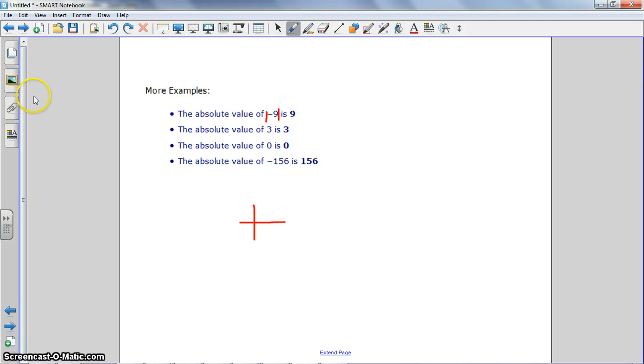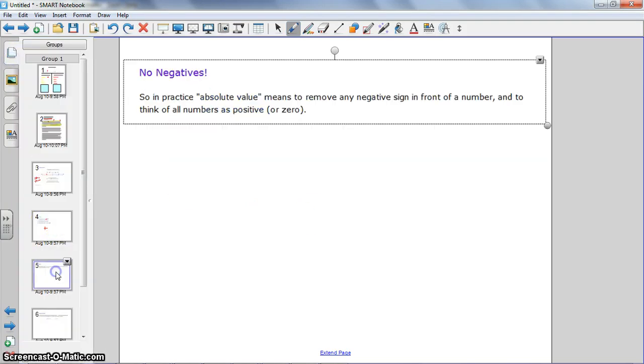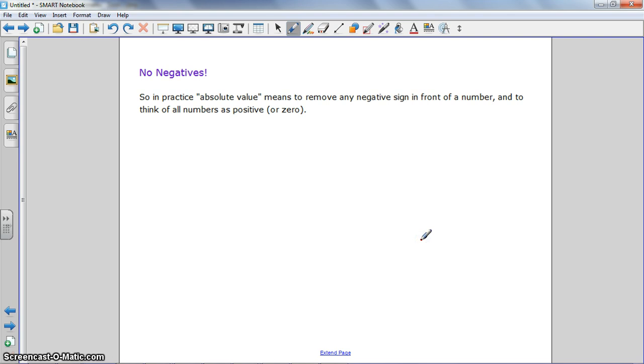So the easy way to remember absolute value is that it is never negative. It's always, always positive. So we look at a lot of situations that are negative, but if it ever says absolute value or you can tell it should be absolute value, you know it's always positive. So basically what absolute value means is you take away any negative sign that's in front of the number and put it all as positive.